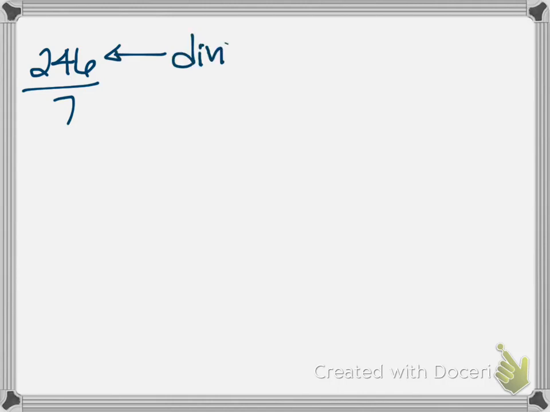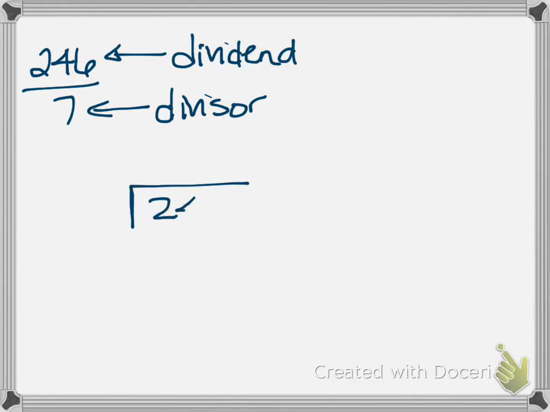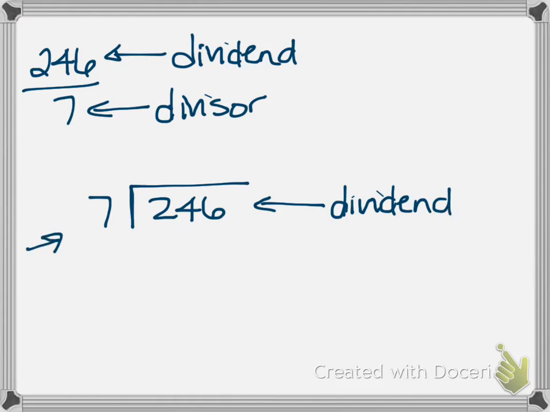Some vocabulary. This is called the dividend. This is called the divisor. When we set it up to do long division, we set up the dividend in the little house, as we used to say in 3rd grade, and the divisor outside. So again, dividend and divisor.